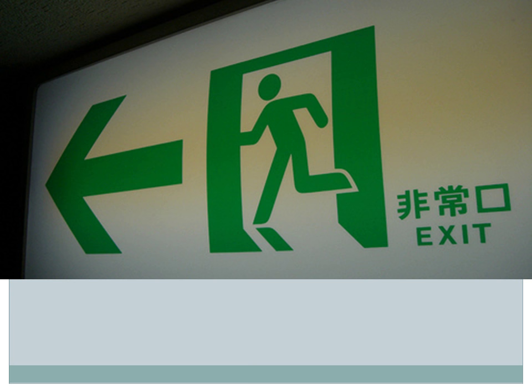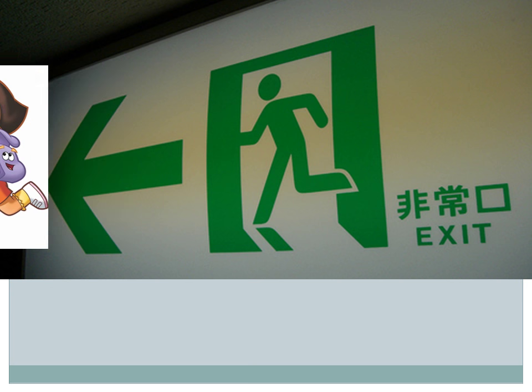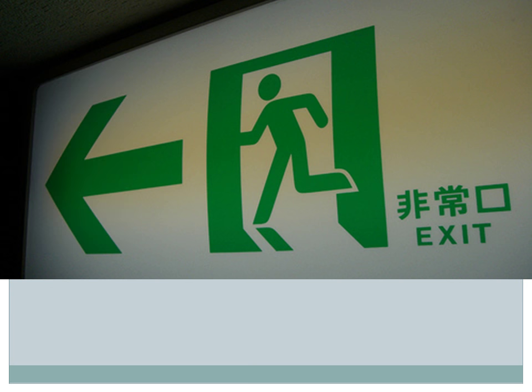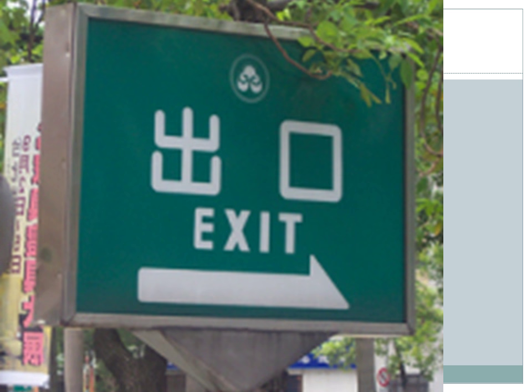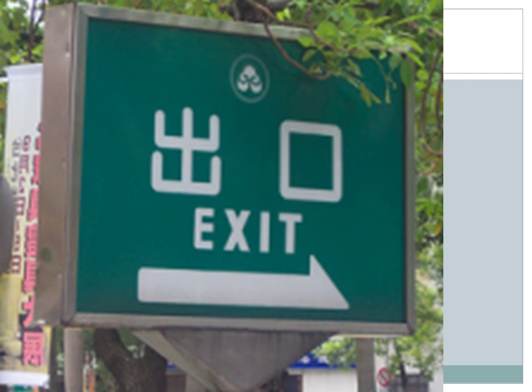Continuing on. Look at that. Dora is able to read the sign. She knows which way to go. Language. And our final one for this evening. Dora has figured it out. She knows which way to go in order to find her way out. Hopefully you will be able to as well.